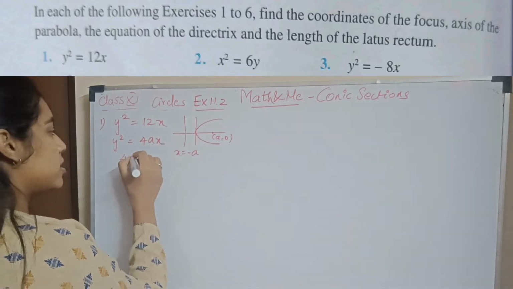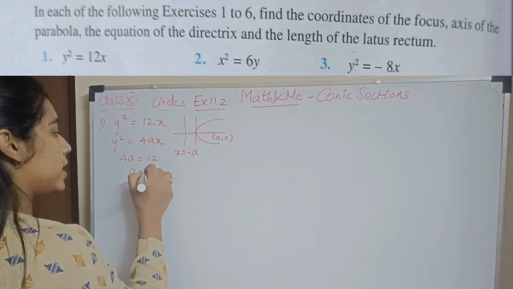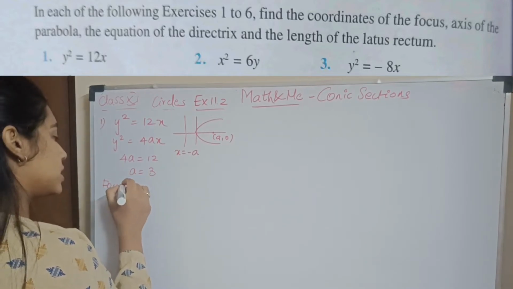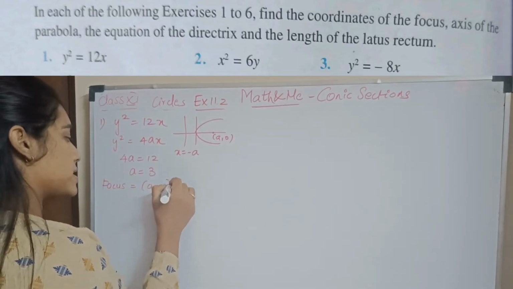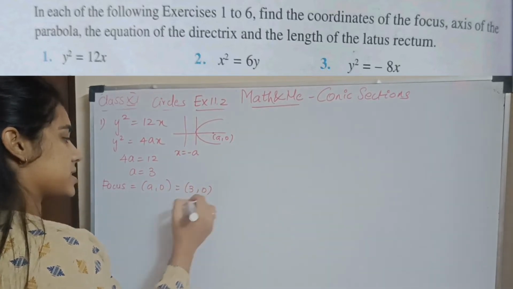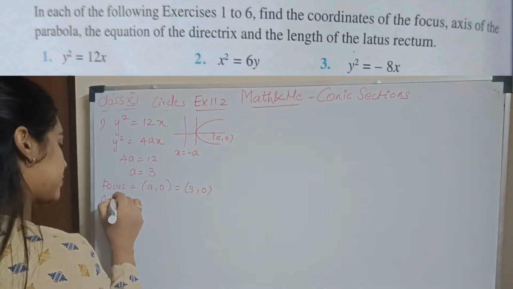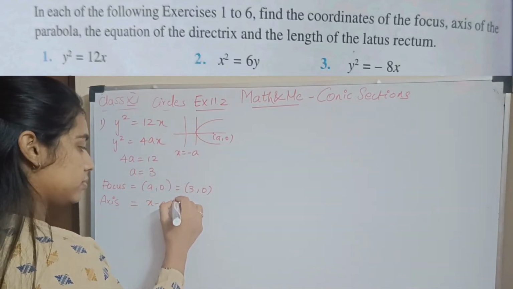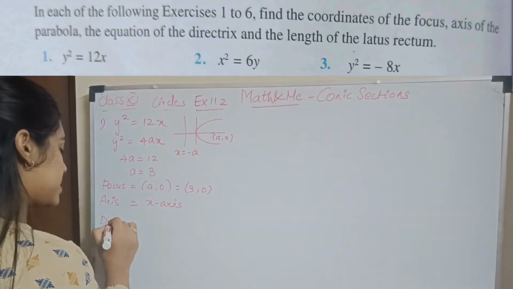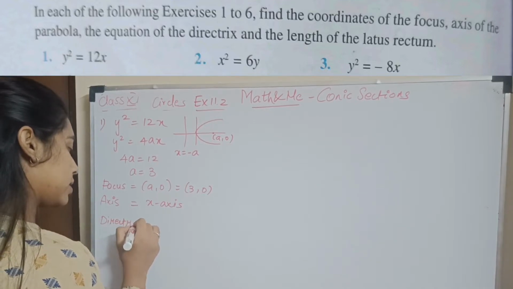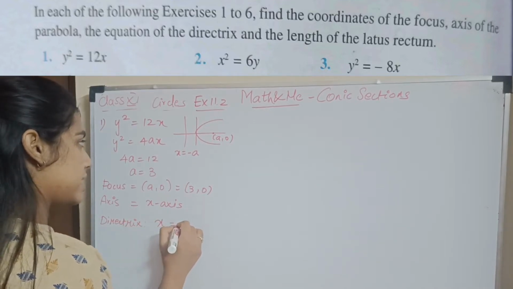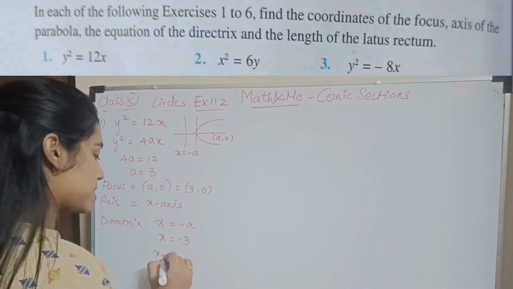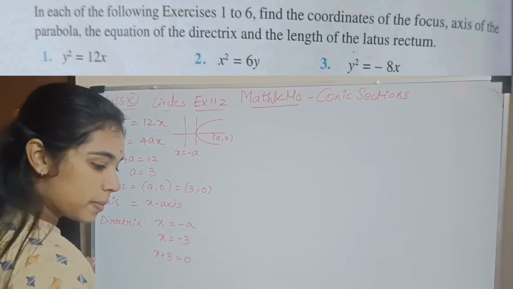So when you equate 4a equals 12, a equals 3. 12 by 4 is 3. So your focus is a comma 0, which is 3 comma 0. What is my axis? It is the x-axis. What is my equation to the directrix? It is x equals minus a, which is x equals minus 3. So x plus 3 equals 0.